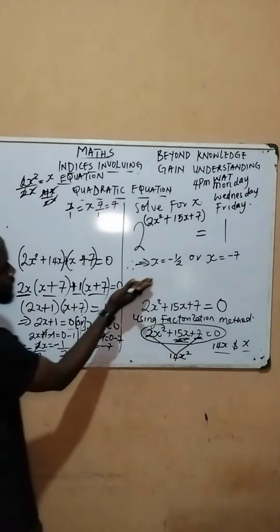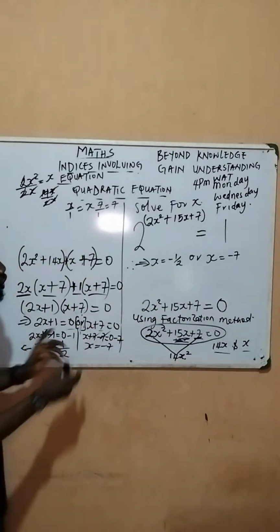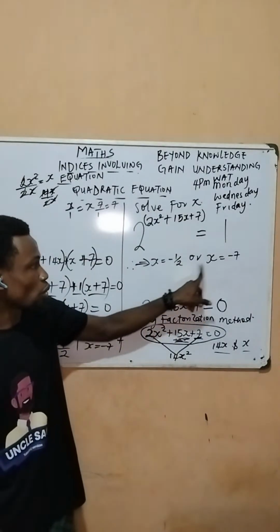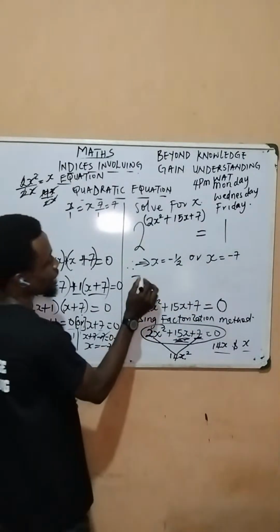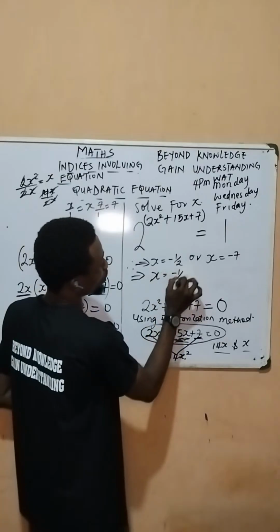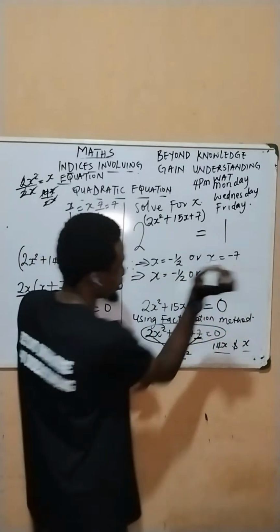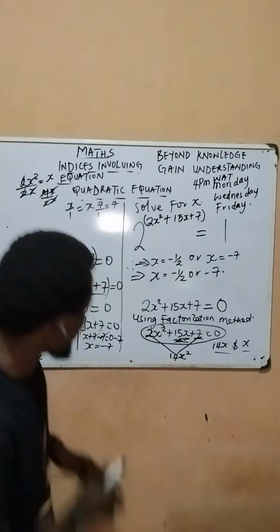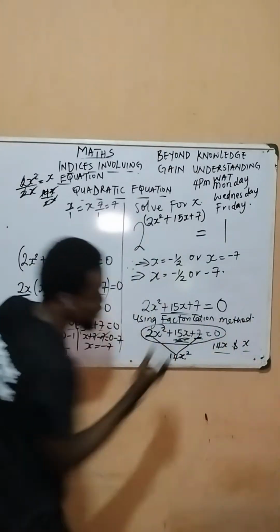But this is the end product. We see that for this to be true, x is equal to -1/2, or x is equal to -7. Simply telling us that x is equal to -1/2 or -7. These are the values of x that will satisfy this quadratic equation to be equal to 0.